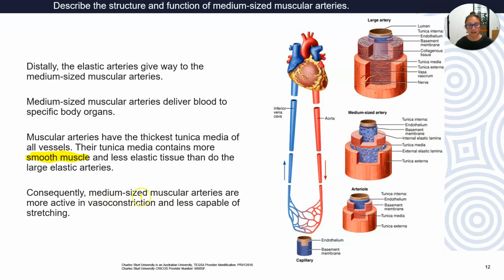So medium-sized muscular arteries can vasoconstrict, which means that the smooth muscle rings, like rubber bands around a pipe, when they contract, make that medium-sized artery narrower. And that's how we can control how much blood goes to all the different organs.